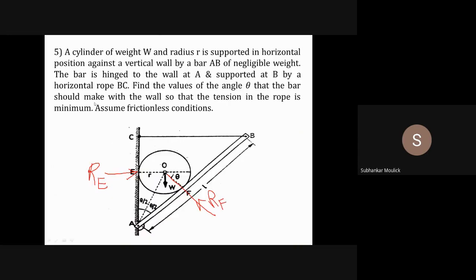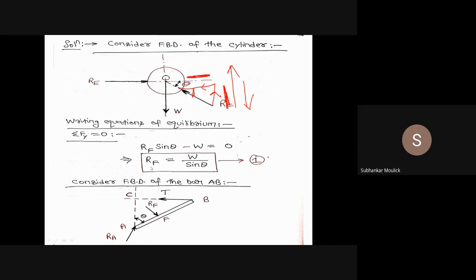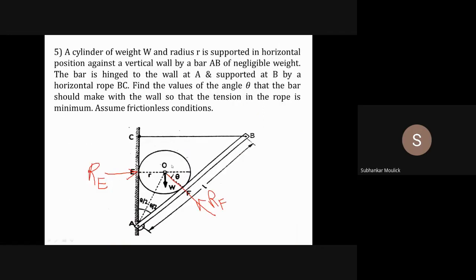So by drawing the free body diagram of this cylinder, we calculated the value of RF in terms of W and theta. Now we can see that in this particular problem, the two objects are there. One is this cylinder, another one is this inclined bar AB. Now, if I draw the free body diagram separately for this inclined bar AB, let us draw it separately.